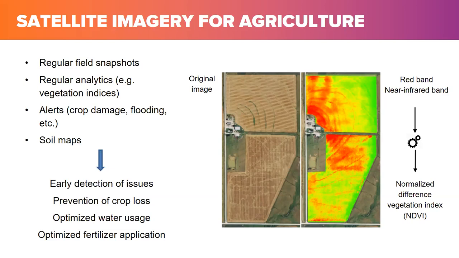And also, having gathered a range of historical imagery for the same field, we can see the variations within one field and build the soil maps that will help the farmer to use, for example, more fertilizer or less fertilizer in different parts of the field. So again, it will be cost saving for the farmers.